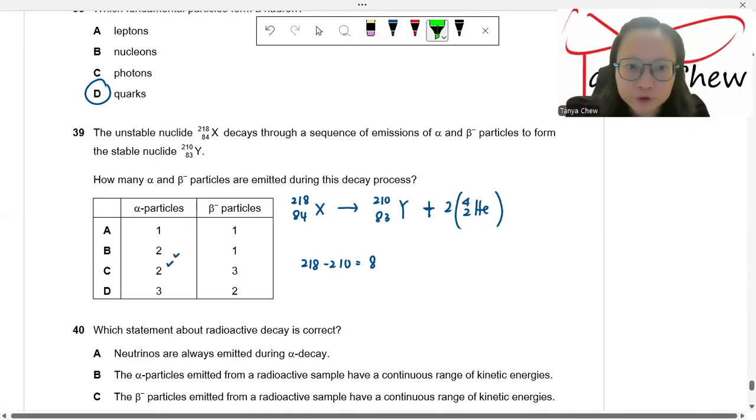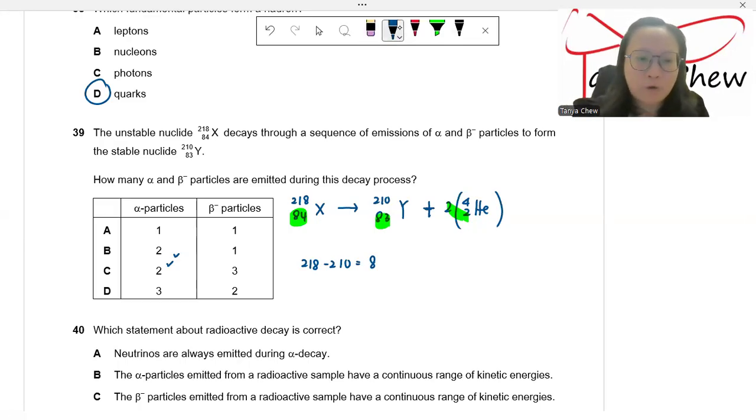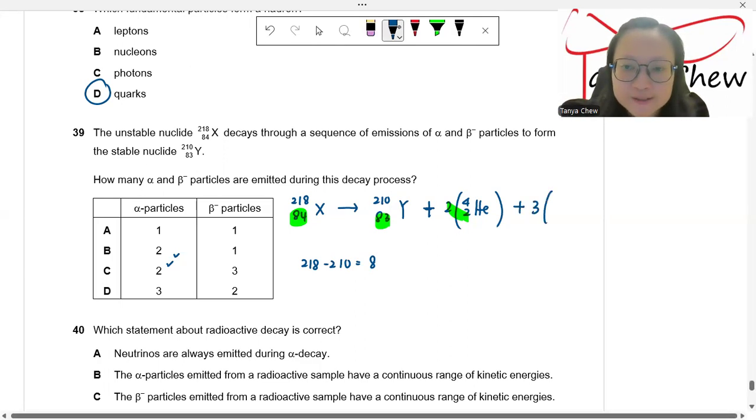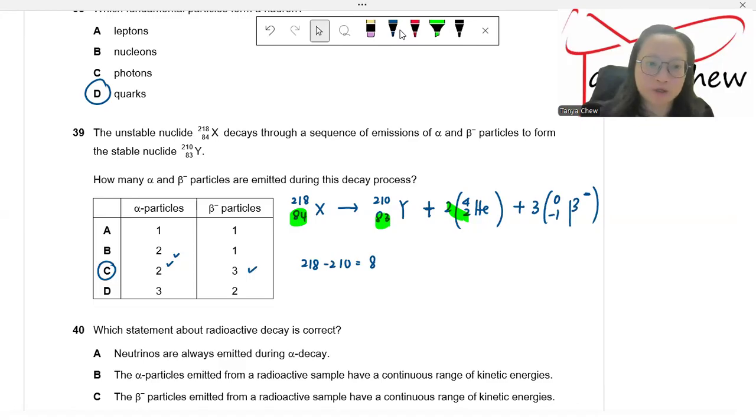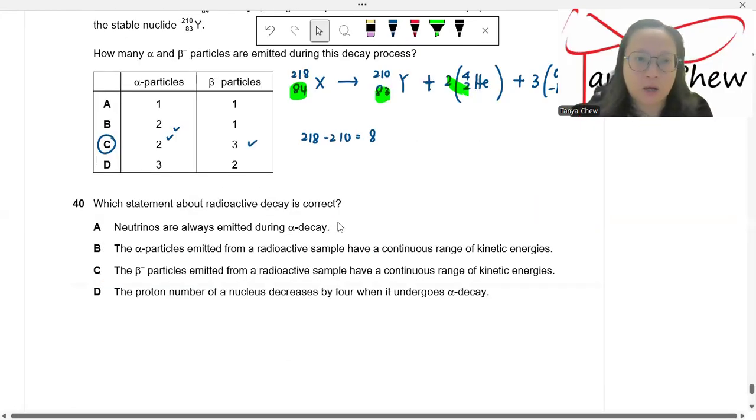But hey, you look at the proton number. This is 84. Right? This is 83 plus 4, right? So you have to deduct something. You need to get back 84. So this is 83 plus 4, that gives you 87. 87, you need to deduct 3. 0, negative 1, beta negative, in order for your proton numbers to be balanced. C is the answer.